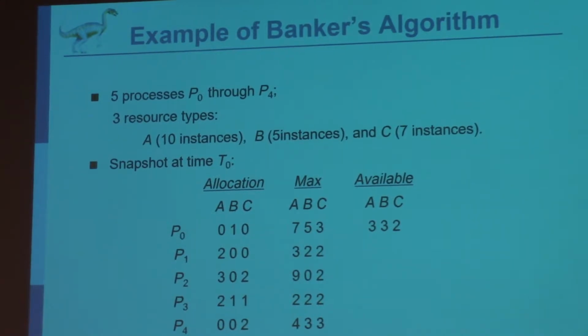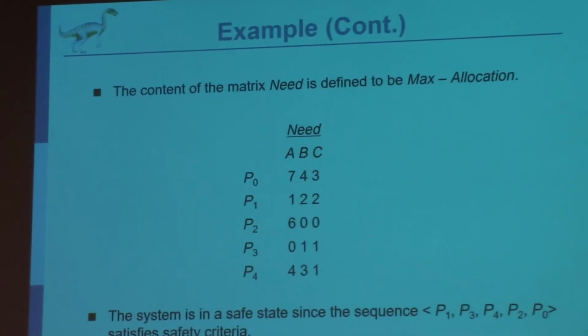2 minutes. So within 2 minutes, we need to complete. Okay, so this is the need. Which process can be terminated first? Which means need equal or less than available.